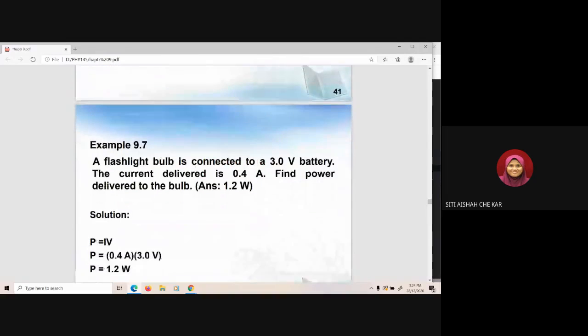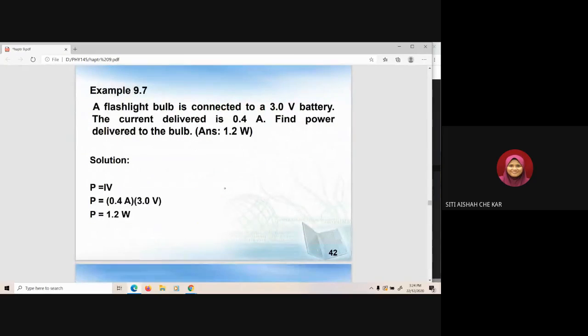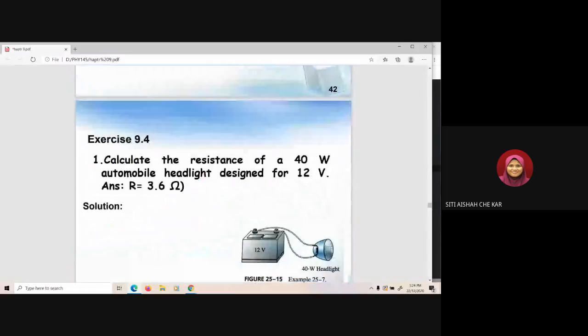Okay, itu power. Okay, contohnya kita ada bulb V 3 volt, current dia 0.4. So we know P equal to IV. So you substitute the value, you get 1.2 watt. Okay, itu example you boleh buat nanti later.